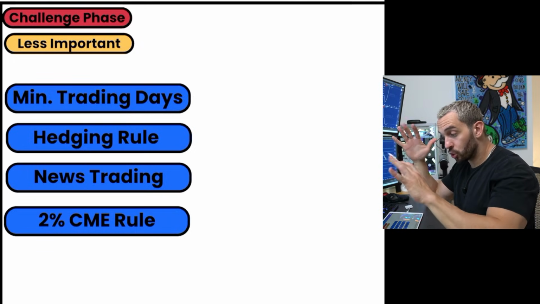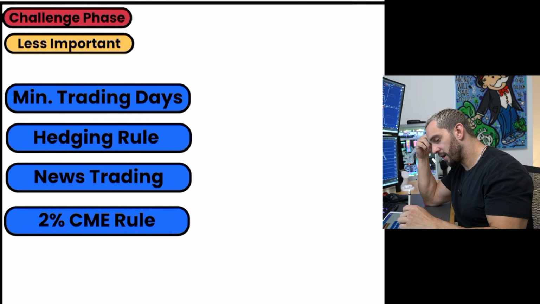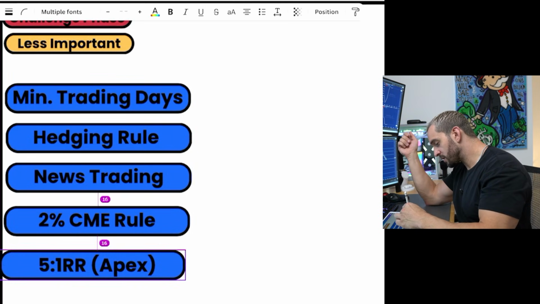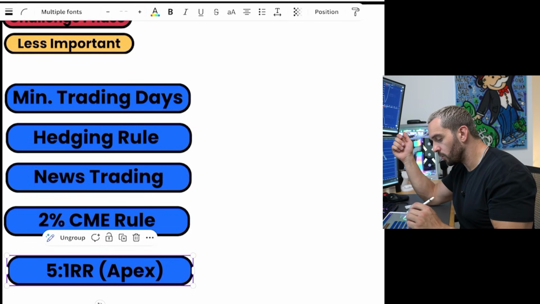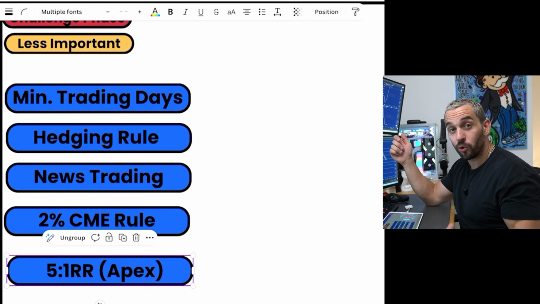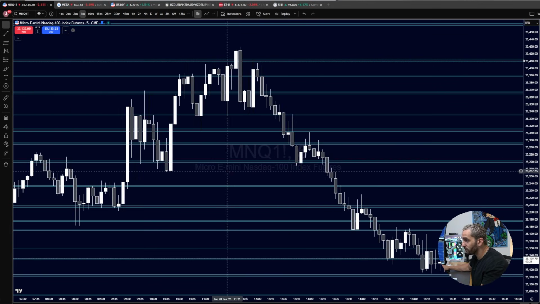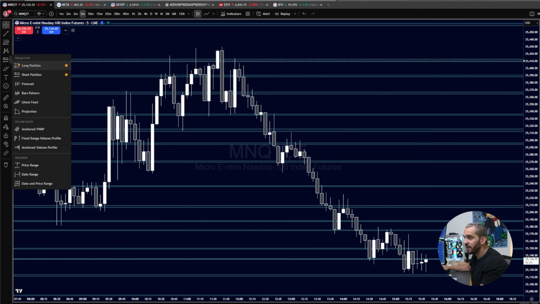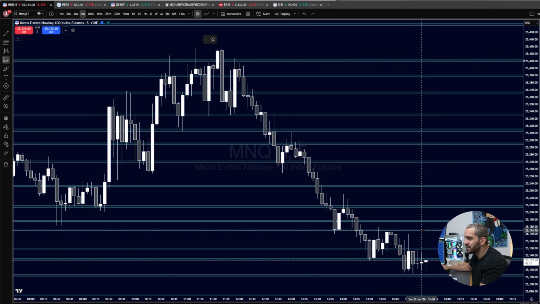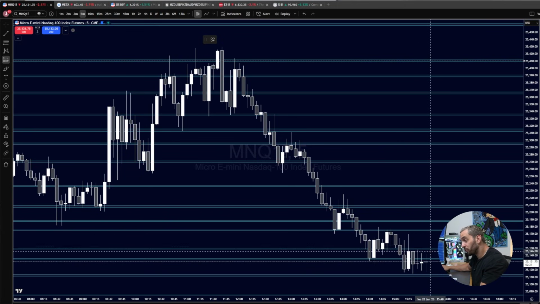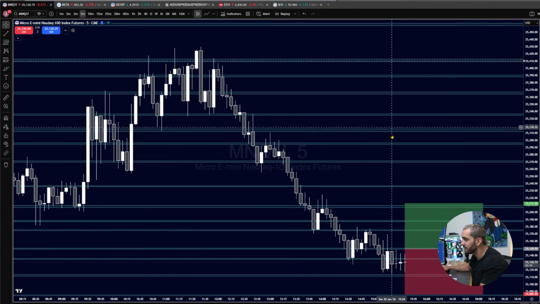Now that we have the majority of the less important rules out of the way, we have one more to cover, and this one is called the 5-to-1 risk to reward rule by Apex. I'm gonna show you this example on the charts. I still think this 5-to-1 risk reward rule is something that I don't care about because it's not something that I'll ever do. Hopefully you guys don't do it too.